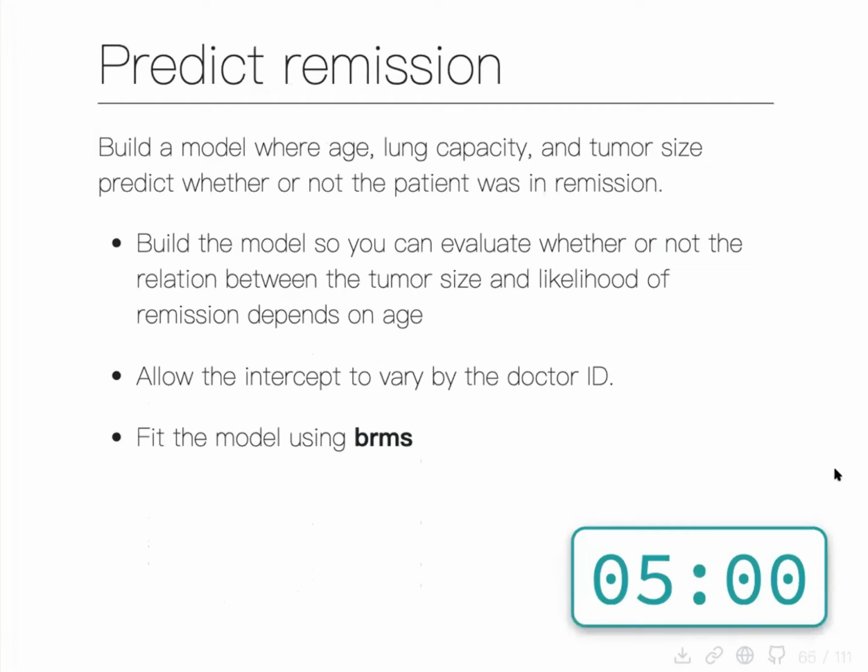After you've read that data in, we're going to try to build a model where we have age, lung capacity, and tumor size all as predictors. And we're going to use those to predict whether the patient went into remission or not. But this is an important part here. We're going to build the model so you can evaluate whether or not the relation between the tumor size and the likelihood of remission depends on age.